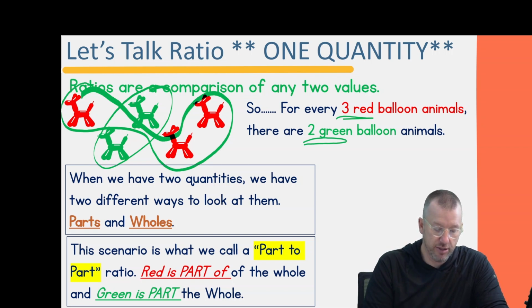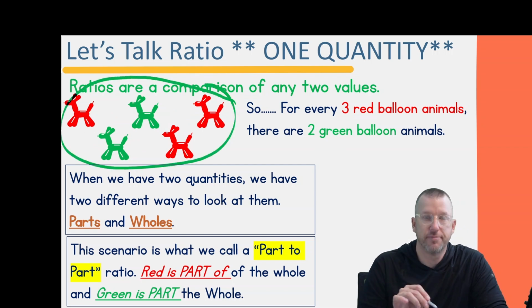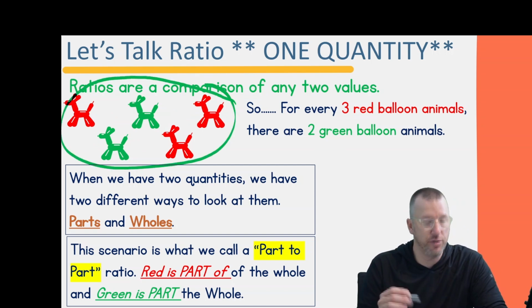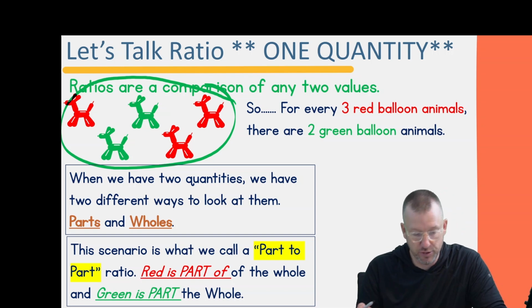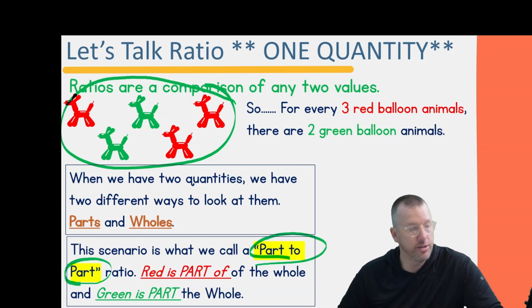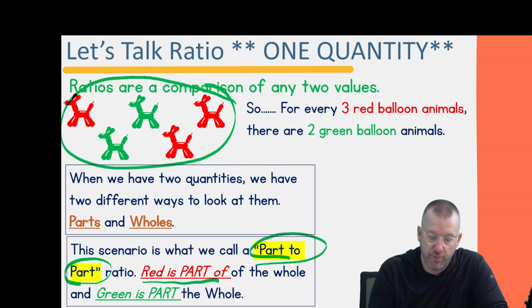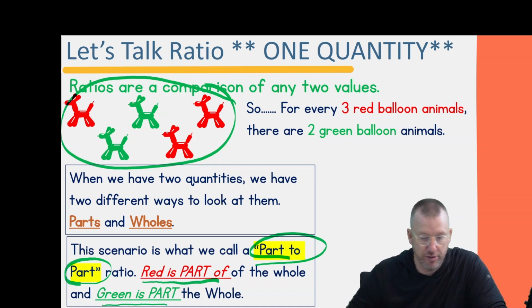So you can kind of begin to understand when we say the whole, we're talking about what do I have all together? And the part is when we break them into 2 different values. Well, what are the reds? Well, there's 3 of them. What are the greens? Well, there's 2 of them. Those are both part to part. So I highlighted this in your notes so you could see part to part. Red, there are 3 red, which is part of the whole, and green is part of the whole.